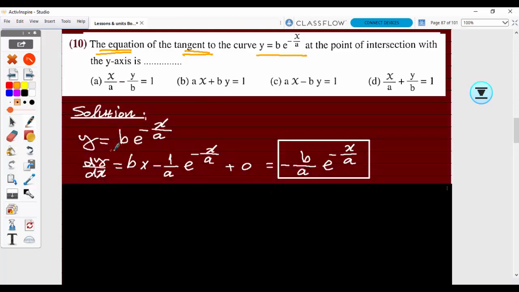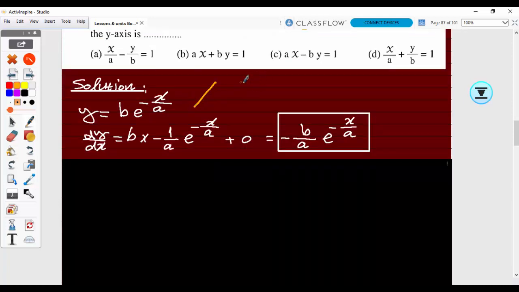Okay, we have y equals b multiply e power negative x over a. And we know that the equation of the tangent, the tangent is a straight line. So its equation will be in the form y minus y1 over x minus x1 equals m. M is the slope of the tangent.